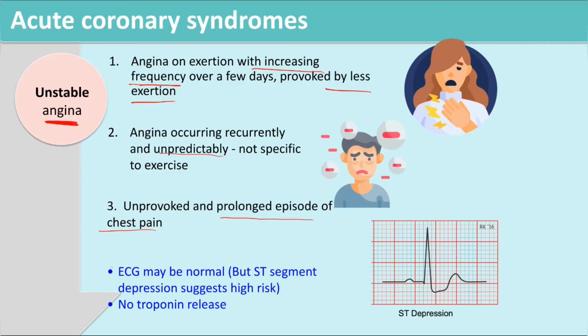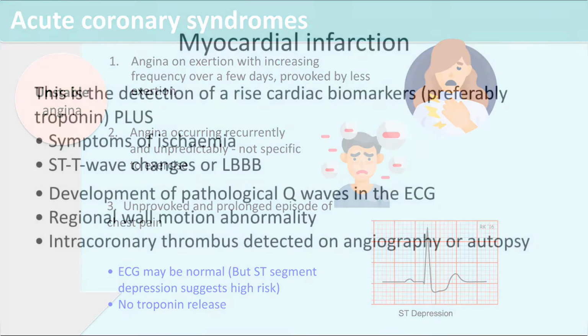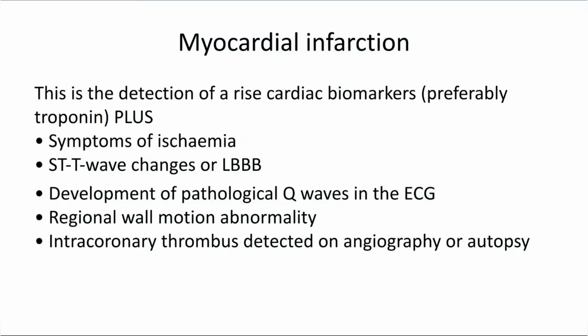Then there might be ECG changes, but usually the ECG is normal. In unstable angina, usually the ECG is normal, but there might be some ST depression which indicates higher risk. But usually the troponin in unstable angina is negative. Why? Because the myocardium is not dead. As for non-STEMI or STEMI, both of them are myocardial infarction, death of the myocardial tissue.